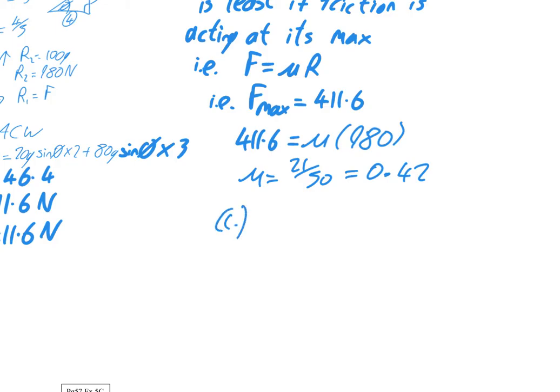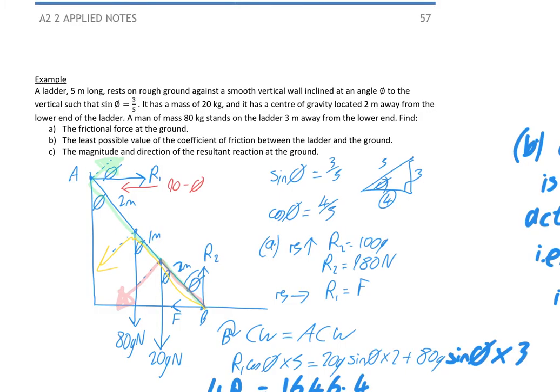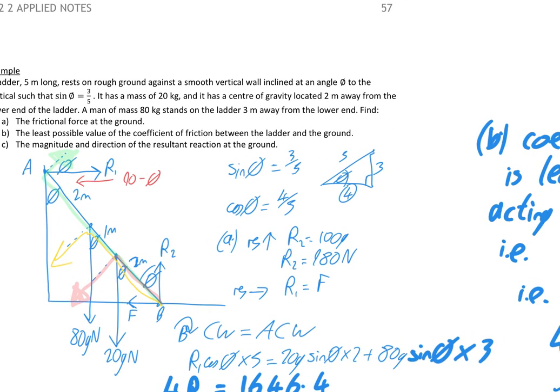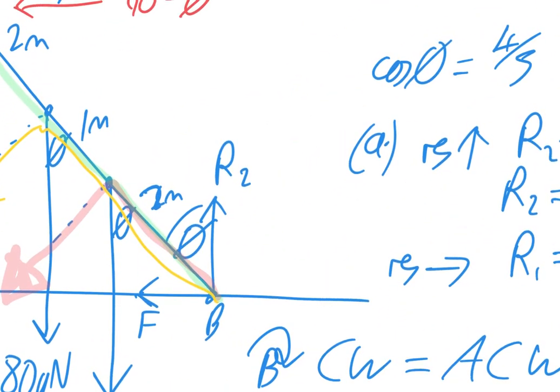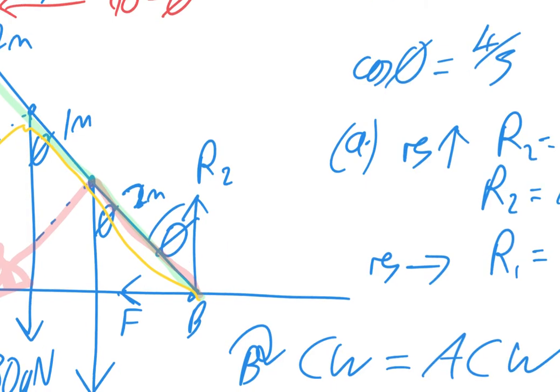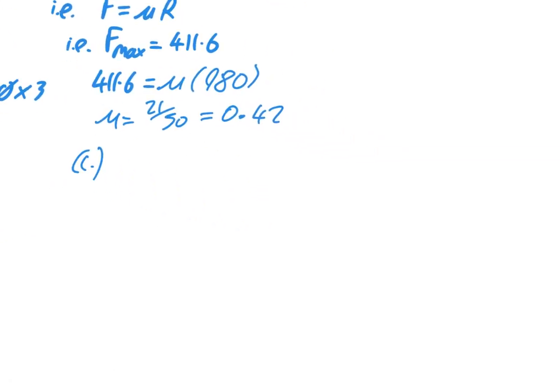Now part C, it says find the magnitude and direction of the resultant reaction at the ground. Okay, so that is this bit here we're looking at. So we're going to have to find the magnitude and direction. So at B, you've got a force going up of 980, remember, and a force going left of 411.6. So we've got to find the magnitude and direction of this force. So let's just draw a diagram. So this is at B.